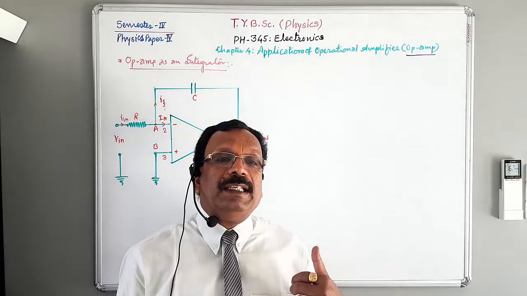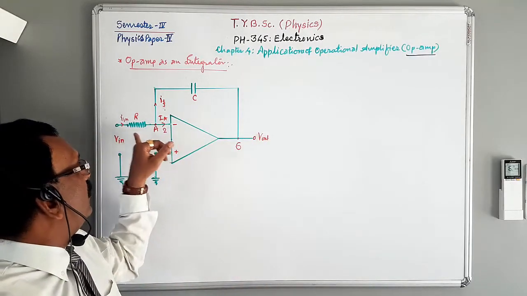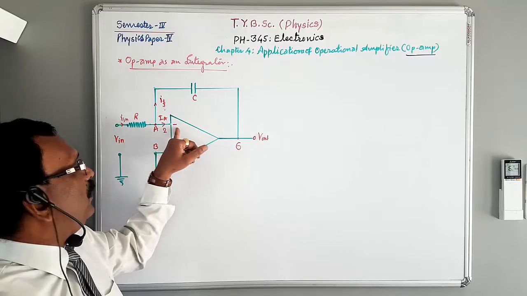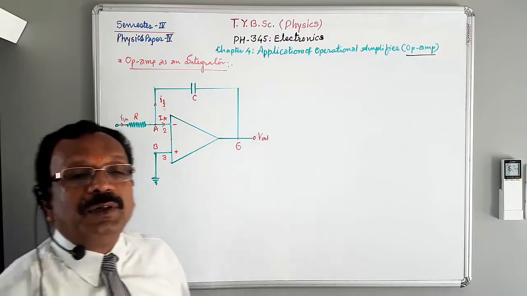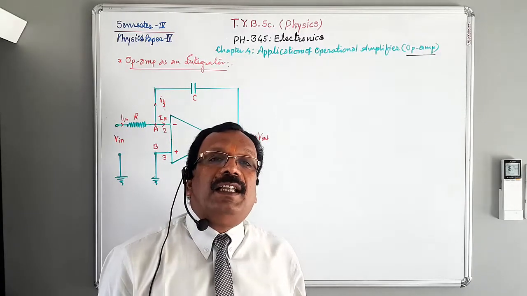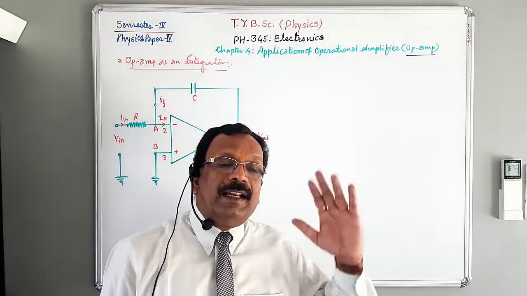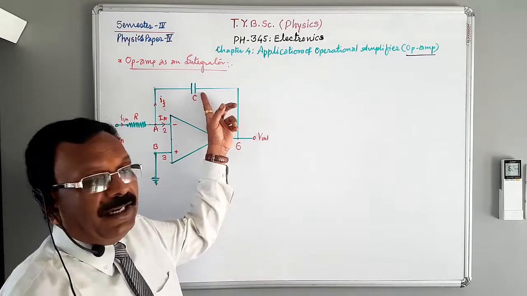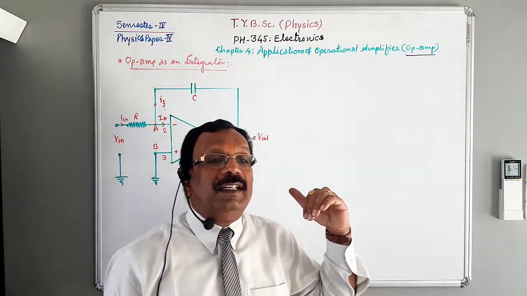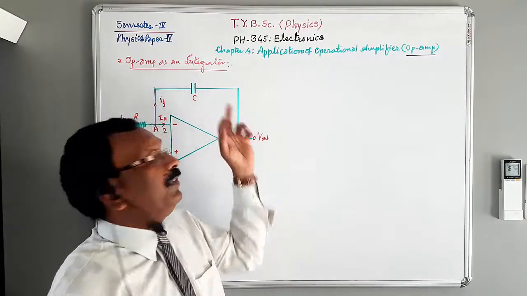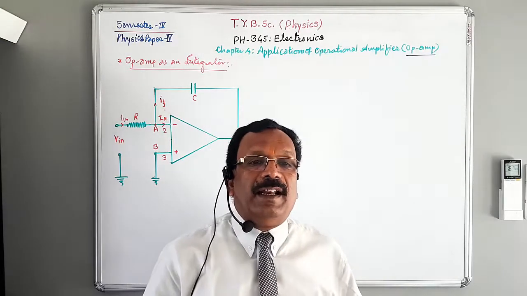Here the op-amp is used in inverting mode. That means the input voltage is given to the inverting terminal of the op-amp, that is pin number 2 of the IC 741. In adder and subtractor we used a feedback resistor, but here in the integrator a capacitor is used in place of the feedback resistor RF, which was used in adder and subtractor.